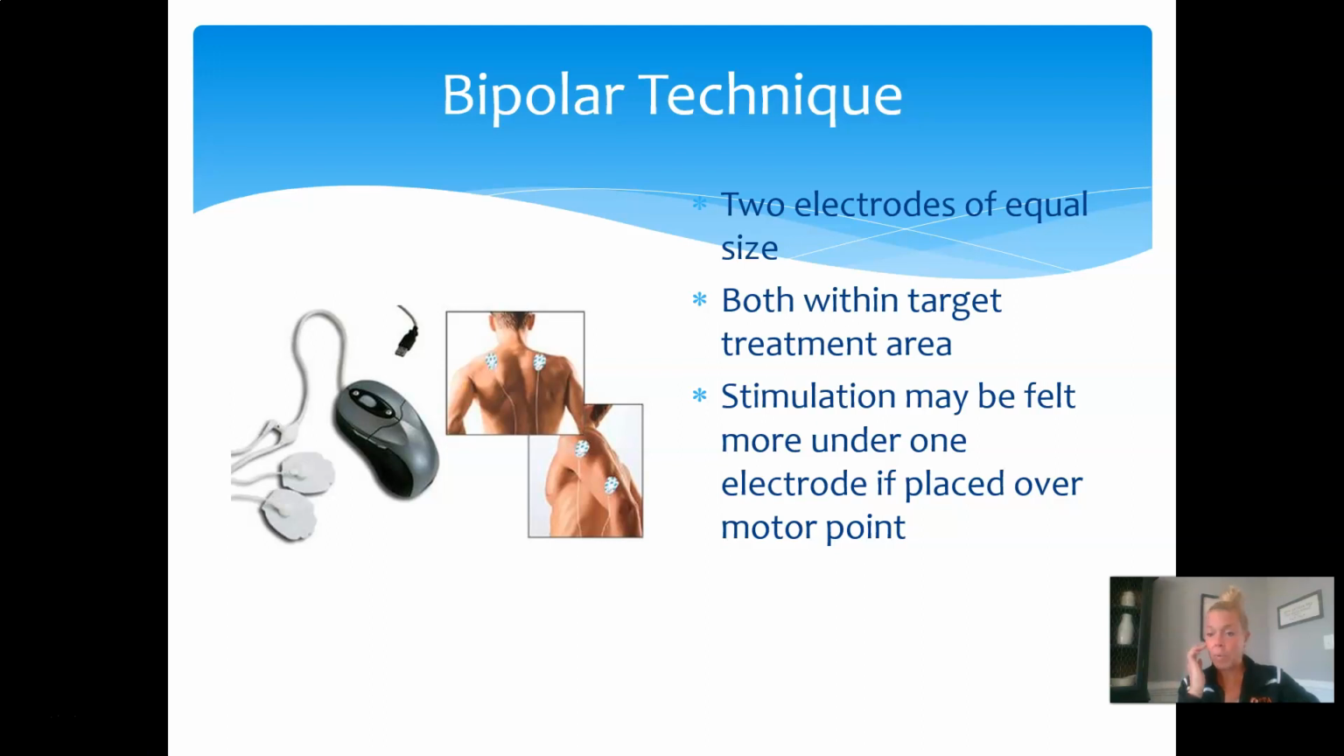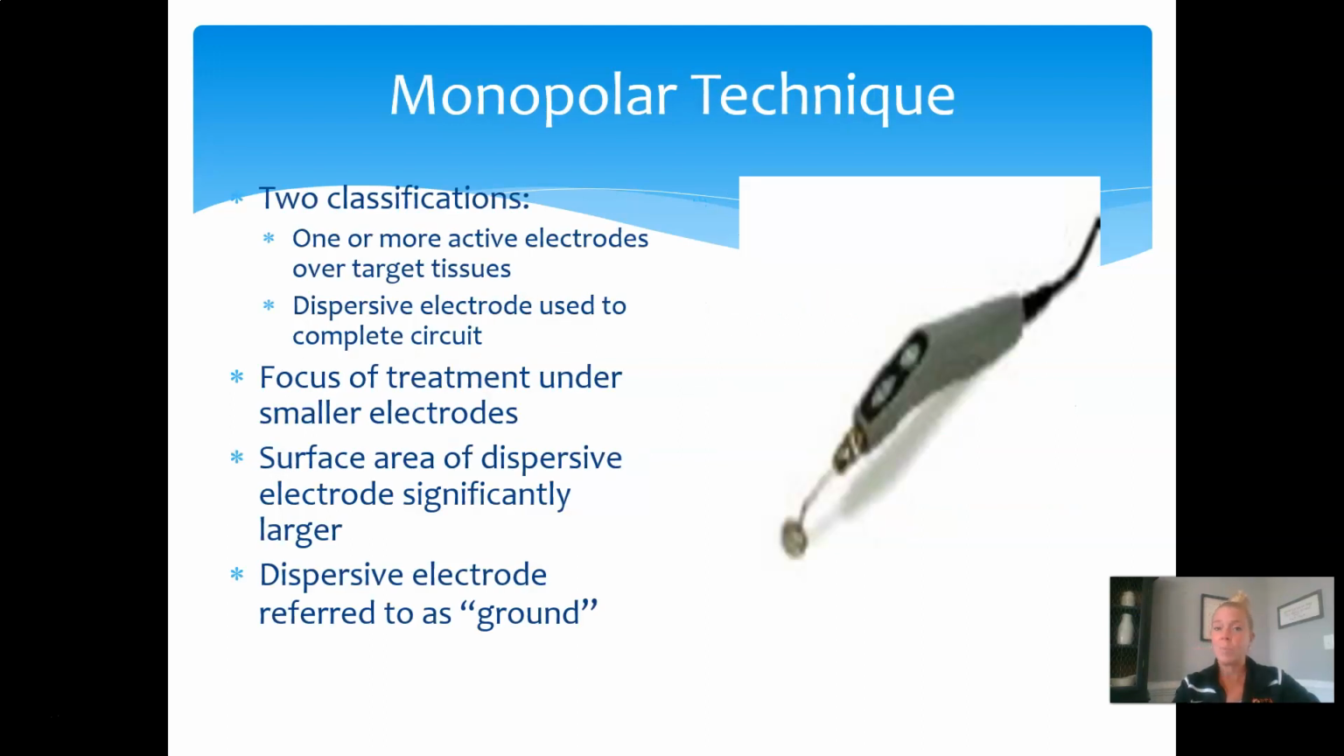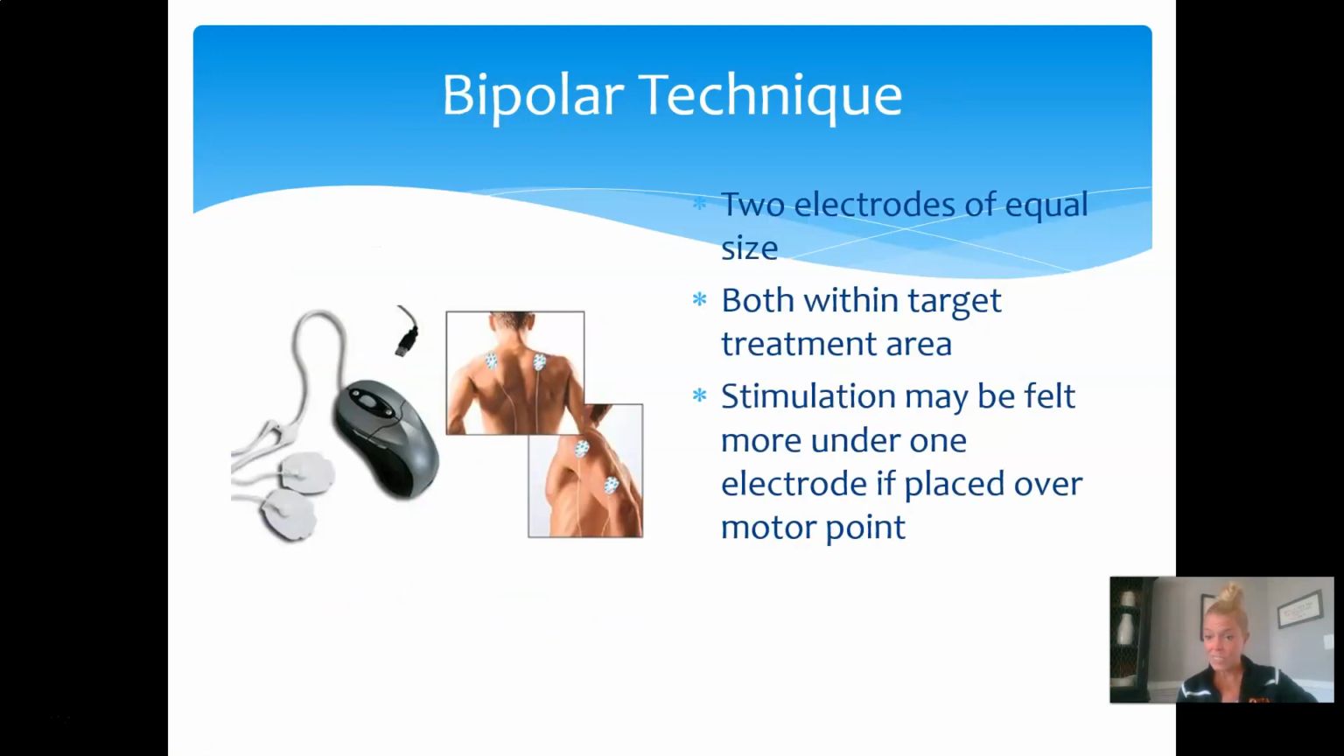Then we get into the bipolar technique. So actually, go back 1 second, sorry. Monopolar technique, that is going to be iontophoresis. So again, we're going to get to that a little bit later. A lot of what we're going to do in the lab right now is going to be using 2 electrodes of the same size, which is where we get into the bipolar treatment technique.